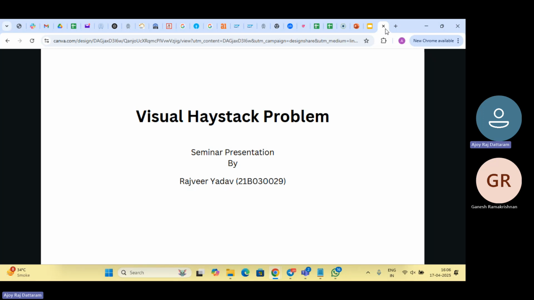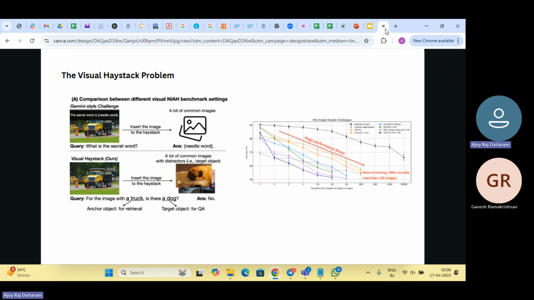So hi, my project is based on the visual haystack problem. I'll briefly describe what the problem is. LLMs can take images as input, and we can query the images to find an object or any relevant query. The problem we have seen is that after a particular number of images, the performance of the LLMs drops drastically. So we are trying to solve this problem by a few methods.